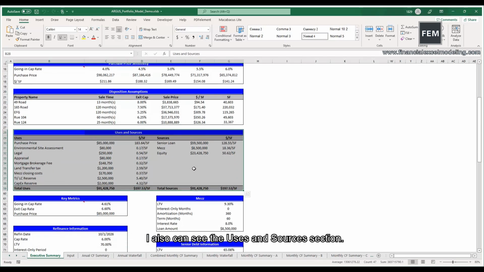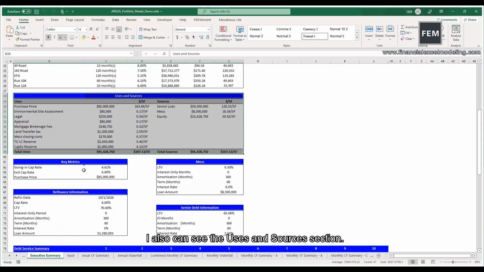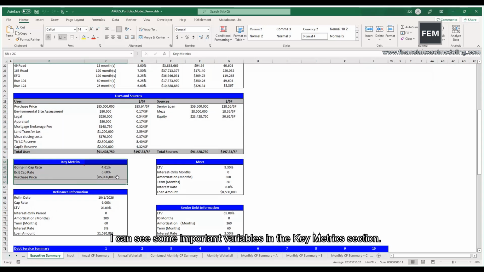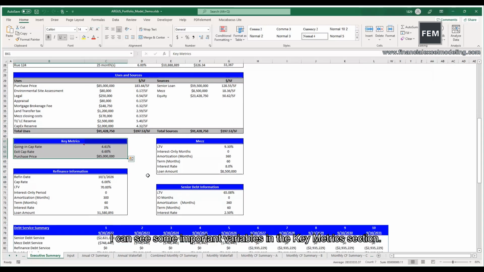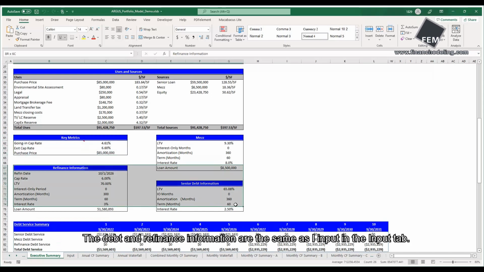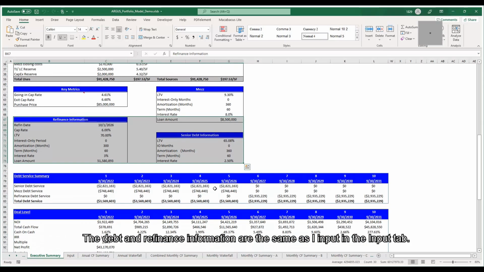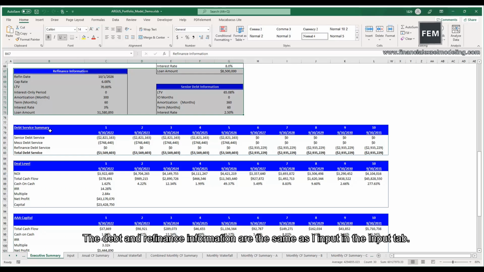I also can see the uses and sources section. I can see some important variables in the key metrics section. The debt and the refinance information are the same as I input in the Input tab.